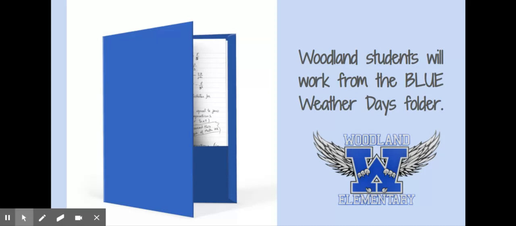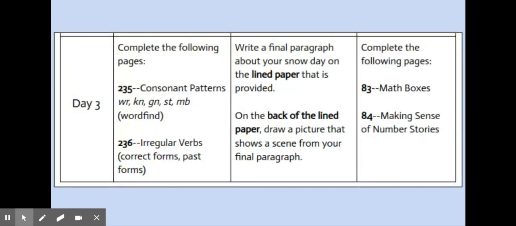The work that I'm going to talk about, the work that needs to be completed, is in their blue HCS Weather Day folder coming from Woodland with their name on it. First up for Thursday, today on Weather Day 3, they will be completing the activities that are labeled Weather Day 3. Your cover sheet looks a little bit different than this, but this shows what we're doing today. 2 sheets for reading, 1 sheet for writing, and 2 sheets for math.